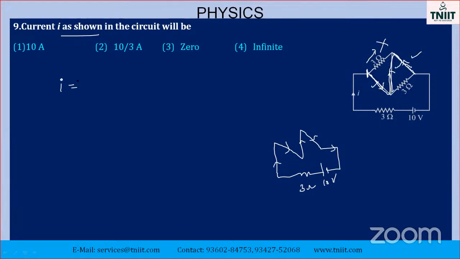So current is nothing but potential divided by the resistance. Potential is how much? 10 volt. Opposition is 3. So 10 by 3 ampere is the current. So option 2 is the right answer.